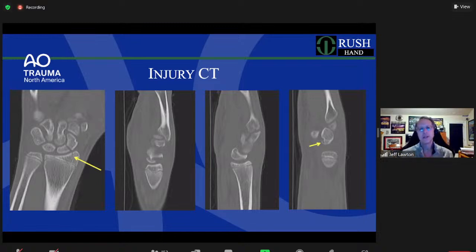You do see that DISI, or that midcarpal flexion. So that sort of suggests that the midcarpal joint isn't completely normal. So that, and the distraction of the scaphoid, probably suggests less of a stable injury than I might otherwise expect with a simple waist fracture.